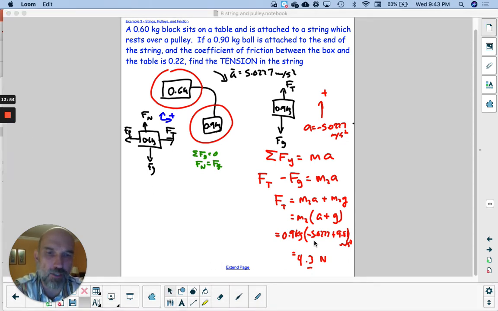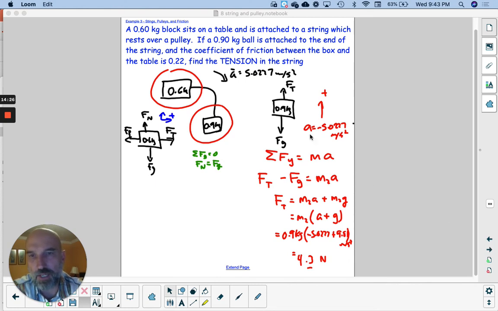Why is the acceleration negative while the gravity is not? I attributed the negative to my force of gravity up here. I could have also put the negative up here at this level. It's important that you only do it once. If I said gravity is going down and therefore is negative here, and then put another negative in here at the 9.8, I'd get the wrong answer. So doing this, I get a force of tension of 4.3 newtons.